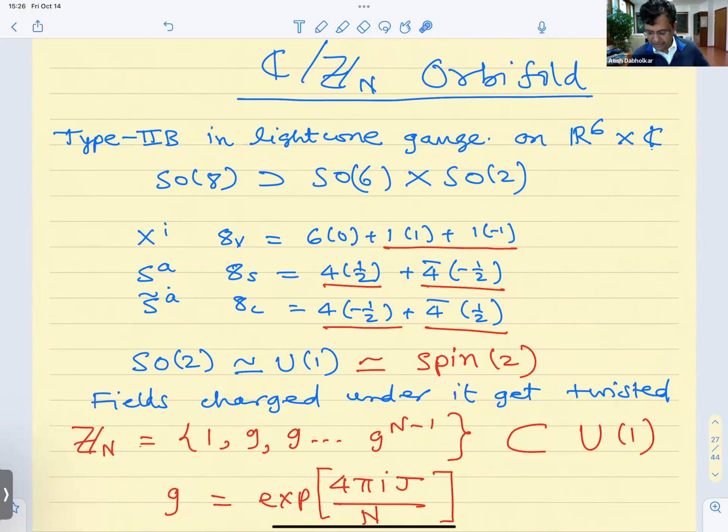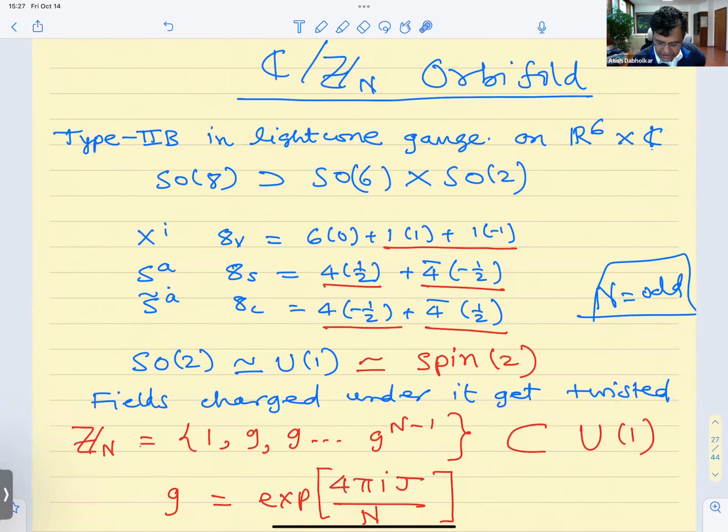So our orbifold symmetry is generated by g, it's a Z_n orbifold, so g to the power n is 1. It's important actually that n is odd. That is not a complication, that restriction is not important. Otherwise we get some type 0 theory. So we will restrict ourselves to n odd. And then the generator of this orbifold theory is simply this, with 4 pi times the rotation.